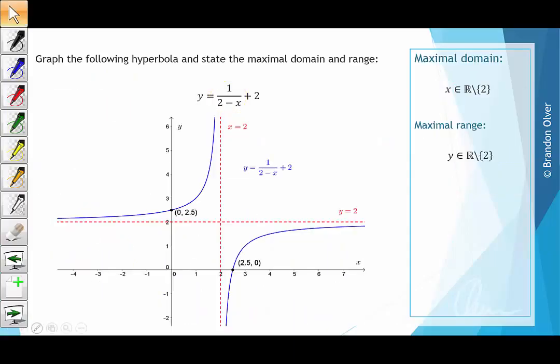On this slide, we have a computer-generated graph of the hyperbola, and we can see the vertical asymptote at x equals 2 here, and the horizontal asymptote of y equals 2 over here. The x-intercept occurs at 2.5, which we found before, which is the same as 5 on 2, and the y-intercept of 2.5, or 5 on 2, here. And over on the right-hand side, our domain and range, which we found on the previous slide.